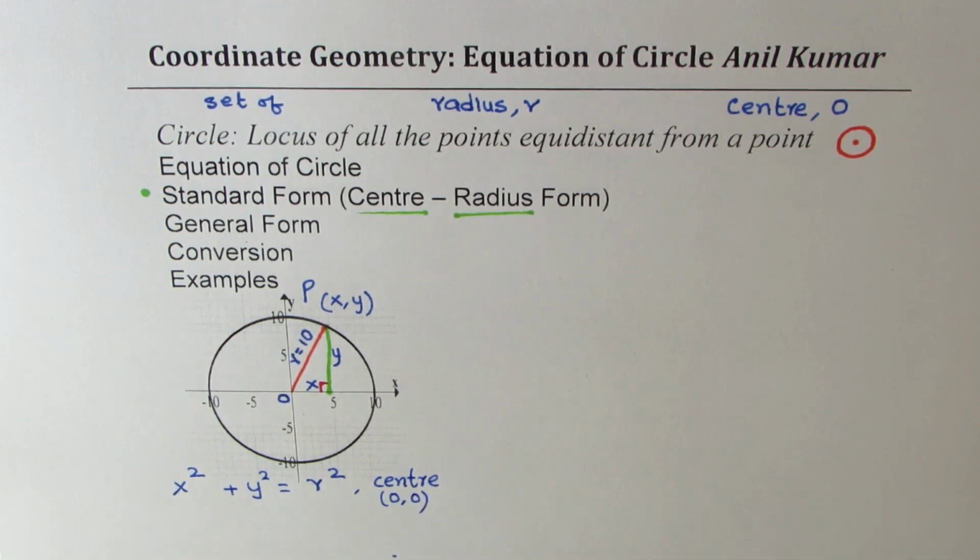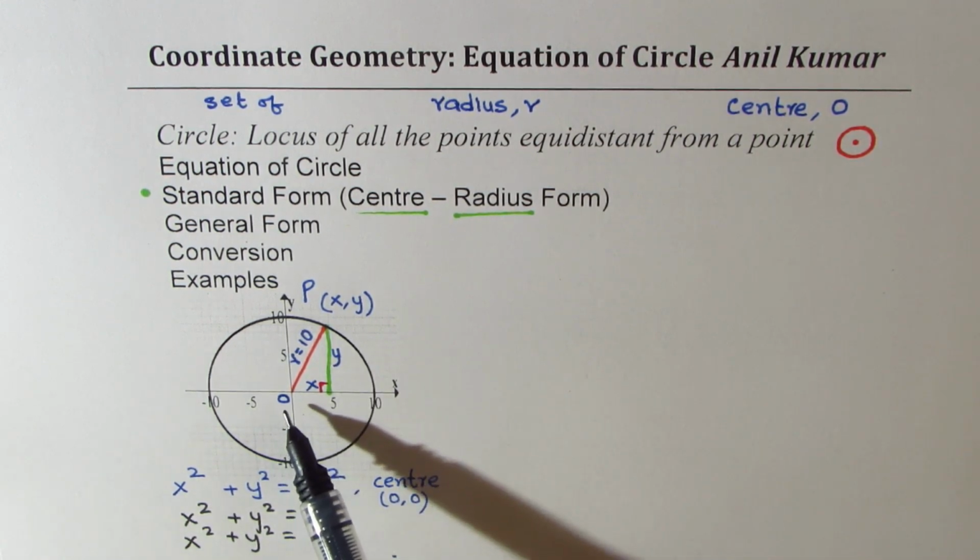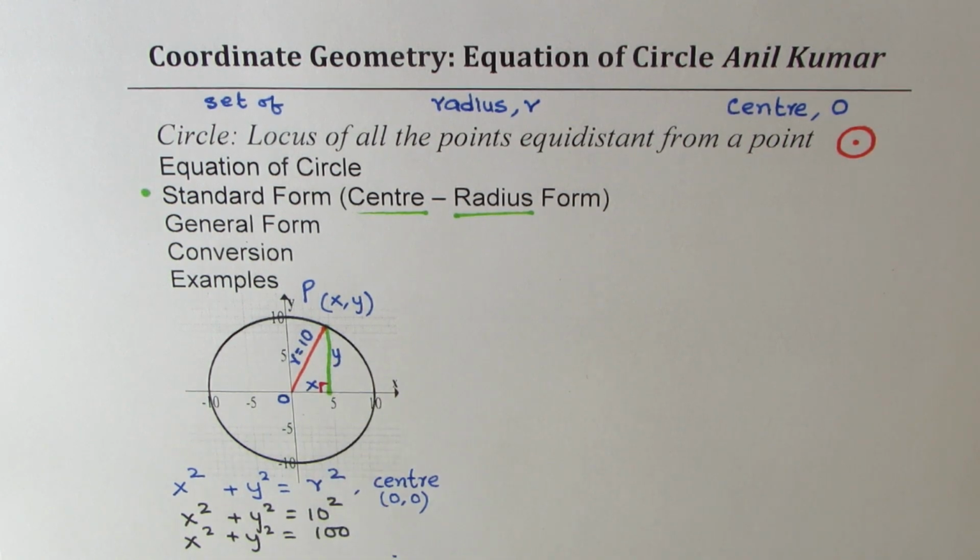Now let's substitute the values which we have in this case to get the equation of the given circle, which is x squared plus y squared equals 10 squared. Or you could write this as x squared plus y squared equals 100. So this forms the equation of the given circle with center at origin and radius of 10 units. Now, this equation can actually help us to find any point on the circle.